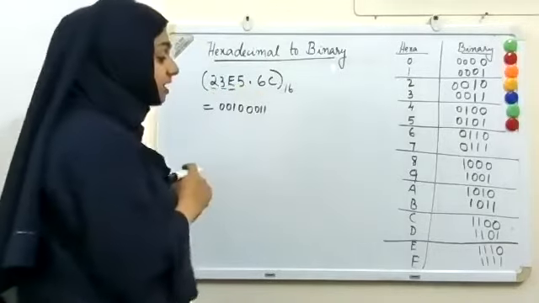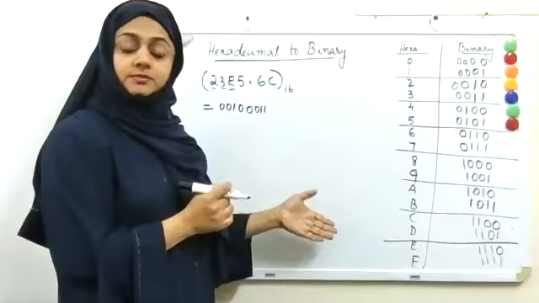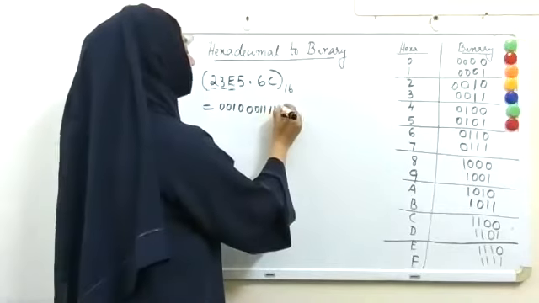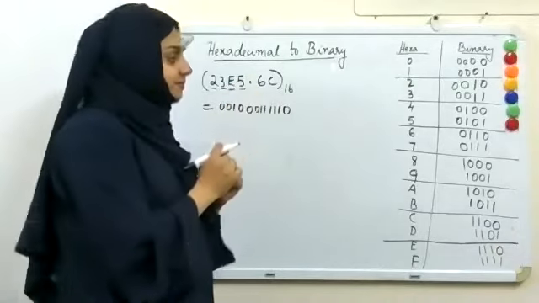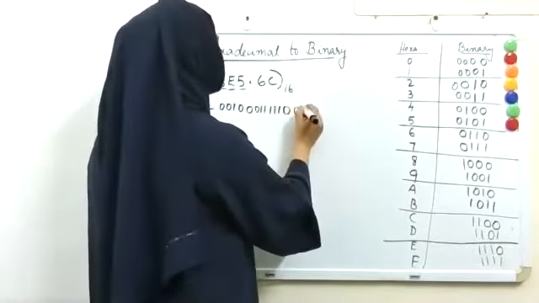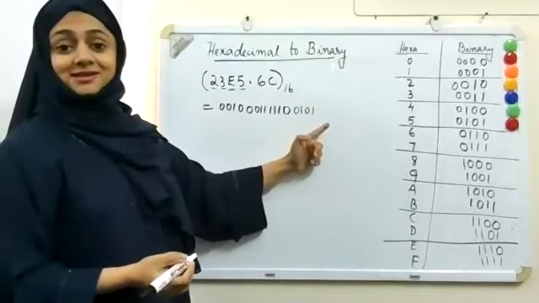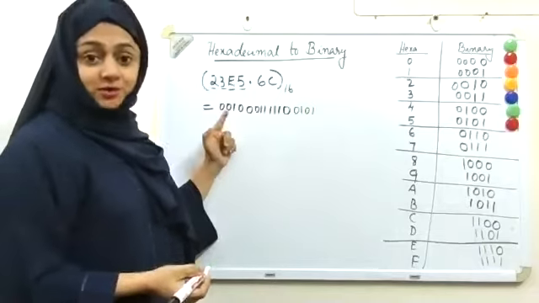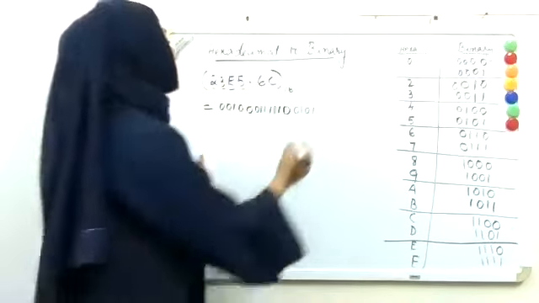Then we have E. So what is the value for E? 1, 1, 1, 0. Then comes 5. 0, 1, 0, 1. Oh, how big this is. See? It's really big, right? So it's easier to express in the hexadecimal system.